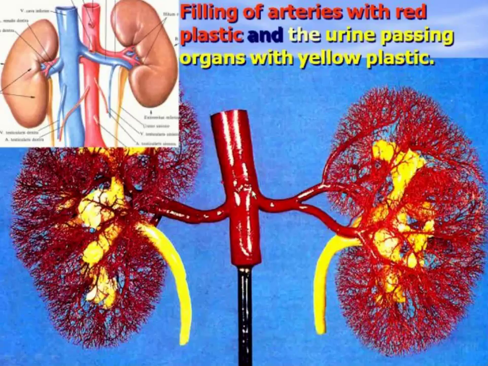This is a corrosion preparation, where arteries are filled with red plastic and urine passing organs are filled with yellow plastic.